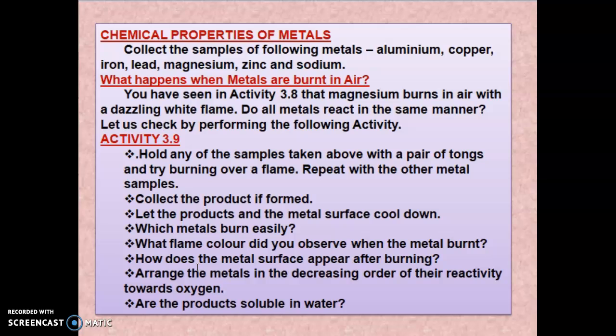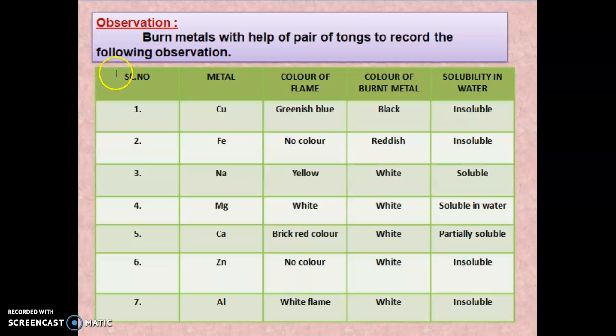So, in this activity, we are taking samples of aluminum, copper, iron, lead, magnesium, zinc and sodium, and burning them in the presence of oxygen. You have to see which flame is formed and which color is formed after burning, arrange the metals in decreasing order of reactivity towards oxygen, and check whether the product is soluble in water. We will see that in the table. Observations: burn a metal with a pair of tongs to record the following observations.